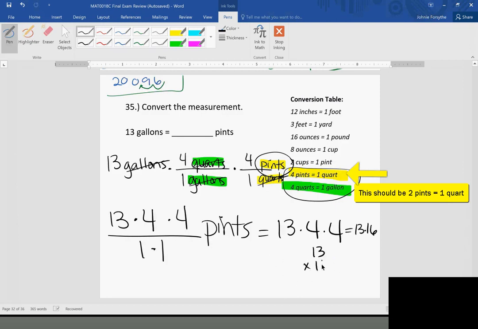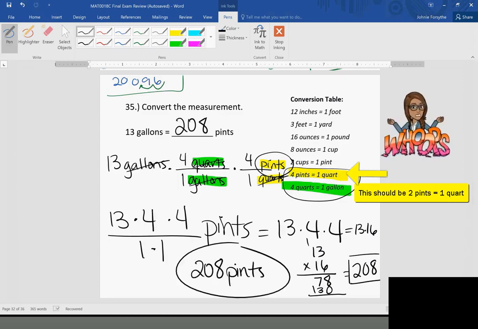So 13 times 16. 3 times 6 is 18, carry the 1. 6 times 1 is 6, plus 1 is 7. Put a 0 placeholder. And 1 times 3 is 3, 1 times 1 is 1, and we're going to add that up. So we have 8, 0, carry the 1, 2. 208 pints. 208 pints. You know what?